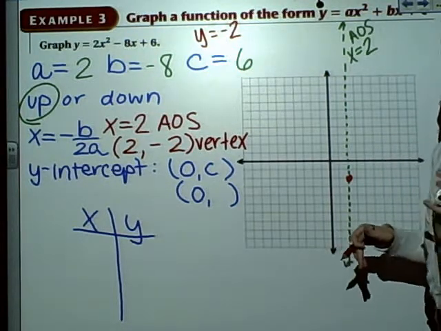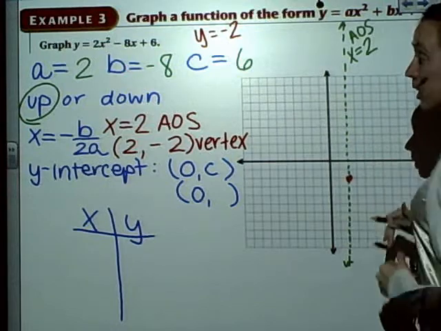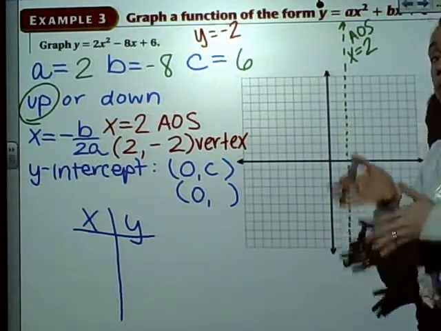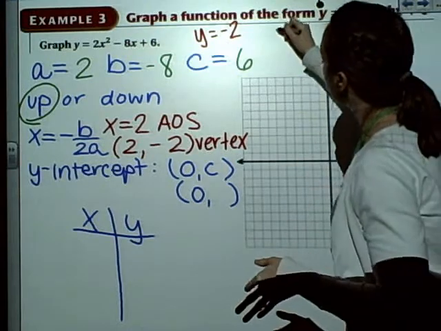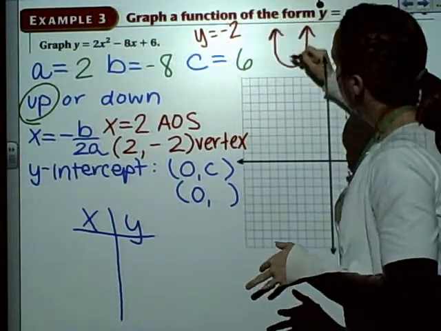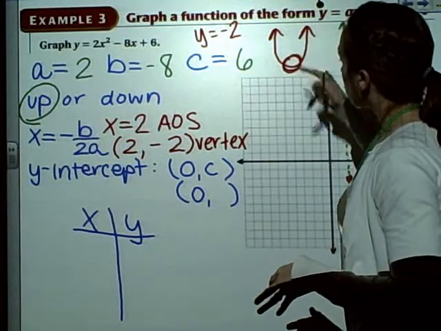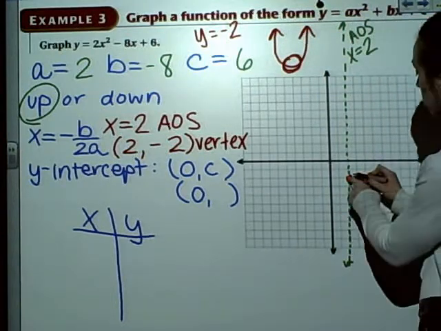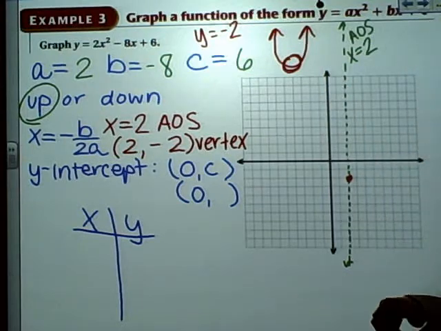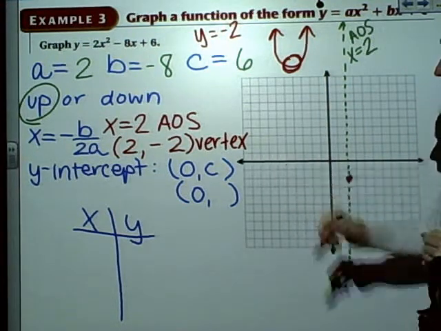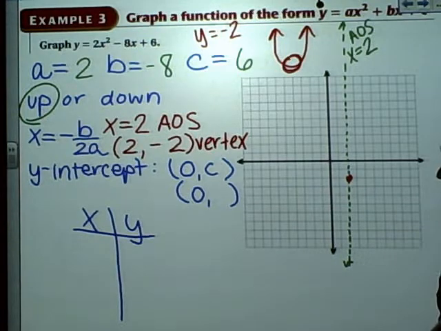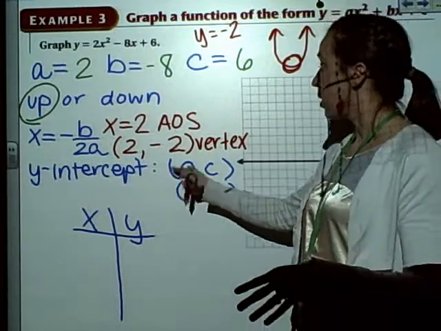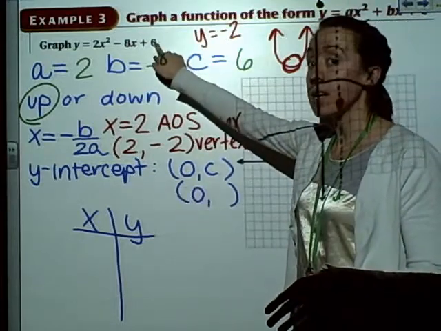Now, I know my parabola faces up because that a value is positive. So that means that this vertex is going to be the lowest point, right? My parabola faces up, so my vertex is the lowest point of my graph, or the minimum. Now, all I have to do is get that y-intercept on there, and then another point if we need it. Remember, we said that the y-intercept uses that constant at the end, that c value.